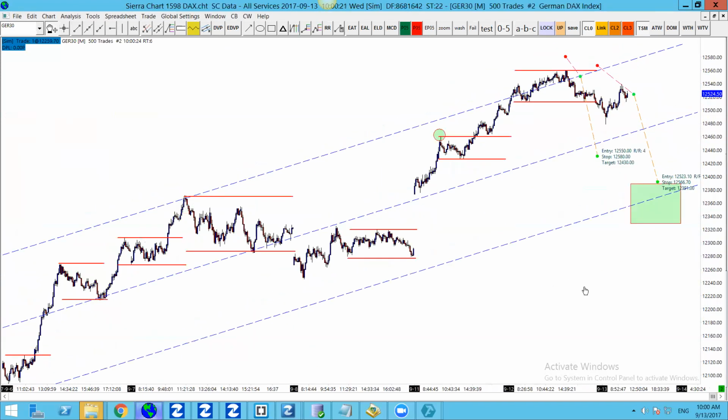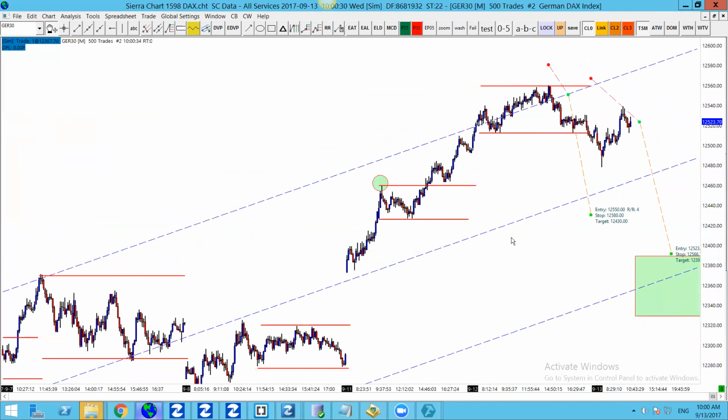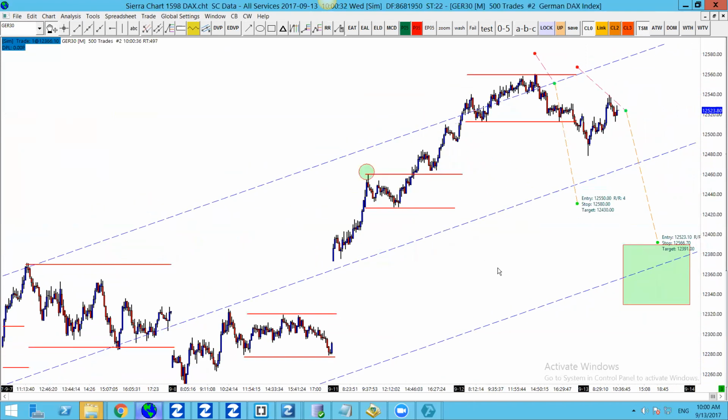But a couple of short setups that I've posted on this are there. But I'll discard the second one because it doesn't fill the plan. I need 4-1. Doesn't give me it.